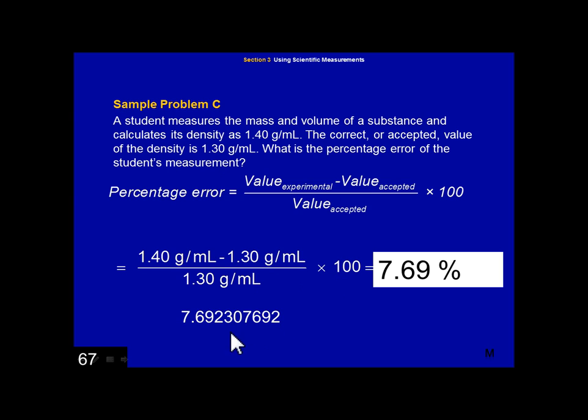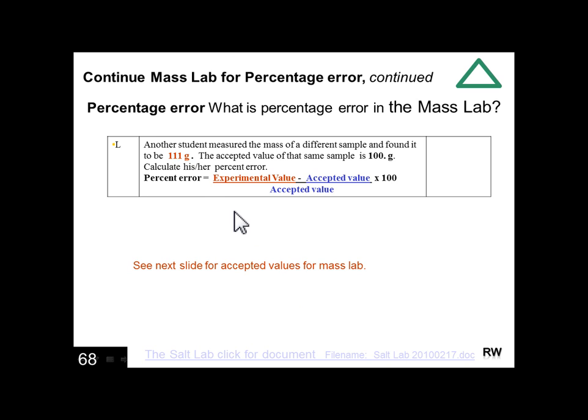So if you actually did this on the calculator, you'd get this huge number here, but you need to round it to 3 significant figures according to our rules for significant figures. Okay, back to the lab here. Suppose, let's answer this question here.